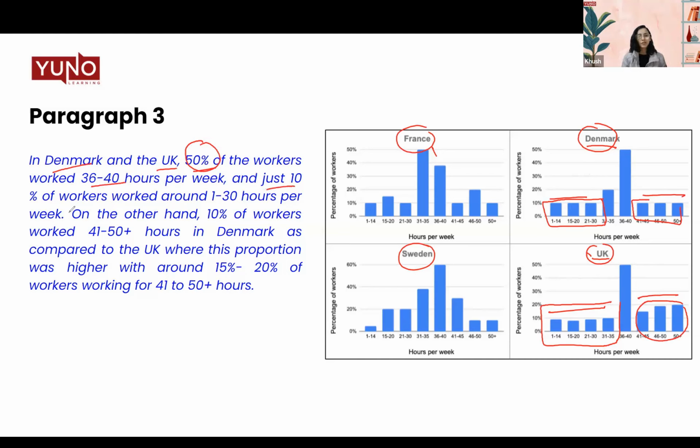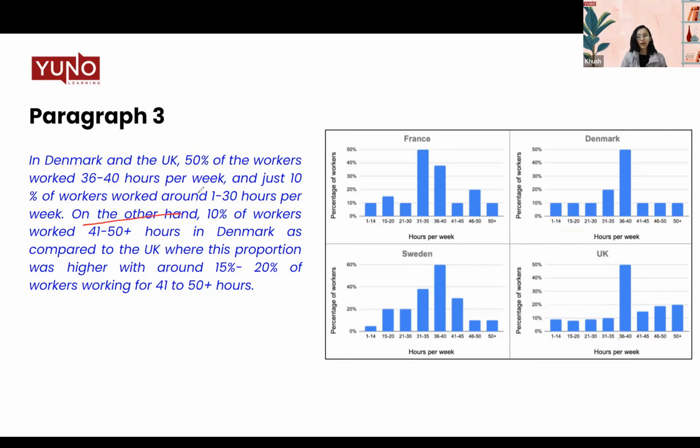and just 10% of workers worked around 1 to 30 hours per week. So see how I clubbed 1 to 30, all these categories. Instead of writing 1 to 14, 15 to 20, we club these categories 1 to 30 because here also 1 to 30 are working only for 10% of workers.